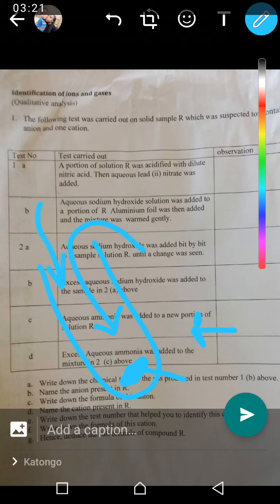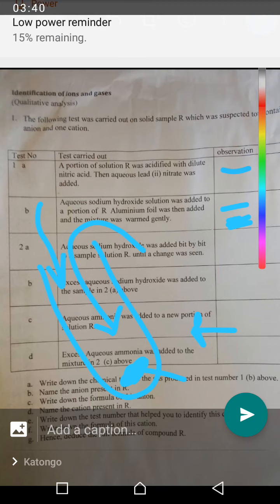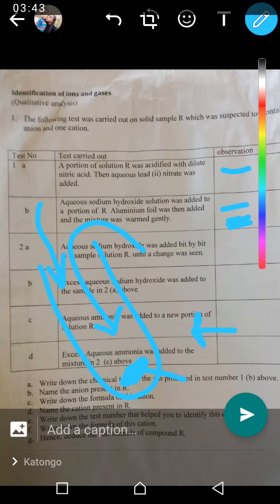And then whatever color you're going to see, you write here. If it became white or it became colorless, you write here. If there was no change, you just say no change. For example, if in here it was blue precipitate, you say blue precipitate. Now we're in the second one. If it is green precipitate, you say green precipitate. If it is blue precipitate, you say blue precipitate. You just do it like that. Same thing goes to the others. You see? Excess sodium hydroxide was added to B. It's the same thing that happens on this second one.